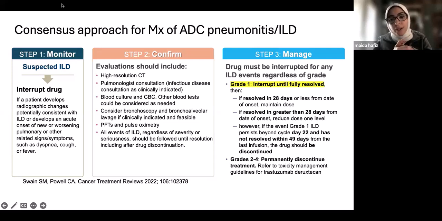And then with regards to management, something that is different from ICI pneumonitis is that even for grade 1 pneumonitis, the recommendation is to interrupt therapy. And for grades 2 to 4, the recommendation is to permanently discontinue treatment.